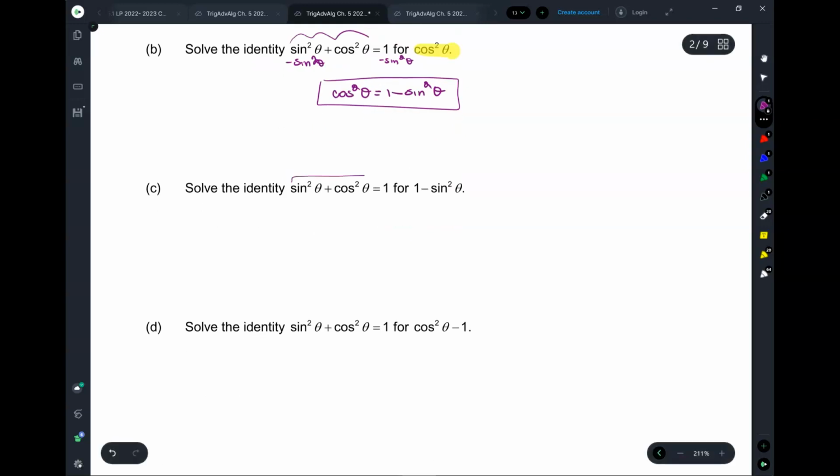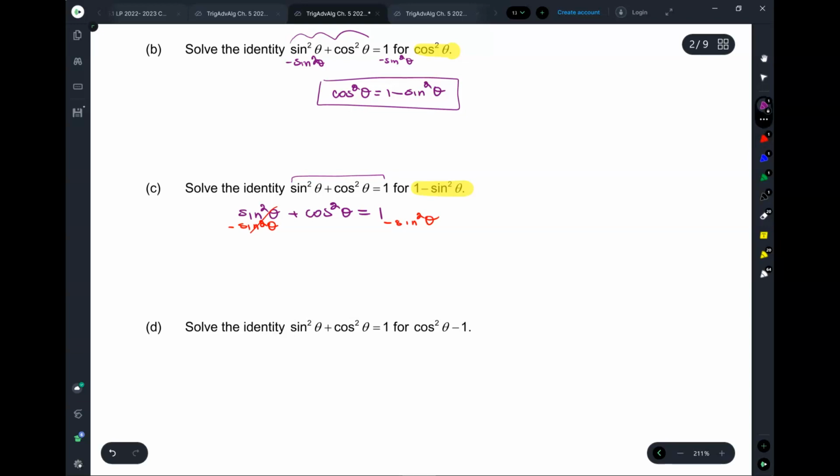Okay. Now, take a look at this one. It says to solve the exact same one, this time for 1 minus sine squared theta. So what I'm going to do, just to give us a little bit more space, I'm just going to rewrite that formula. Okay, so what I need here is 1 minus sine squared theta on its own. I have a 1 here. What can I bring here so I get 1 minus sine squared theta? Sine squared theta. Right, so what would I do with the sine squared theta? You subtract from both sides.